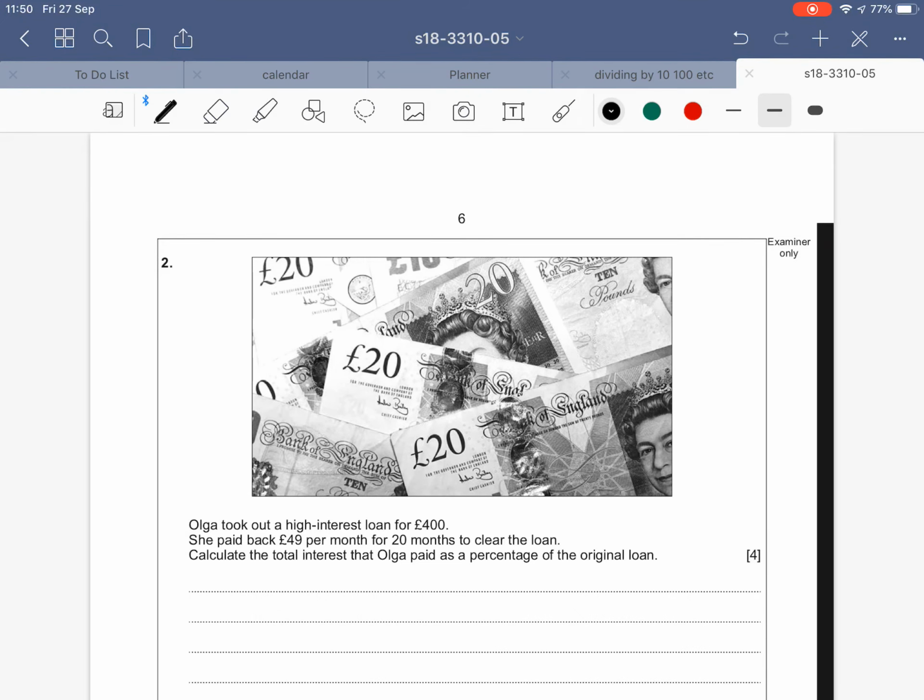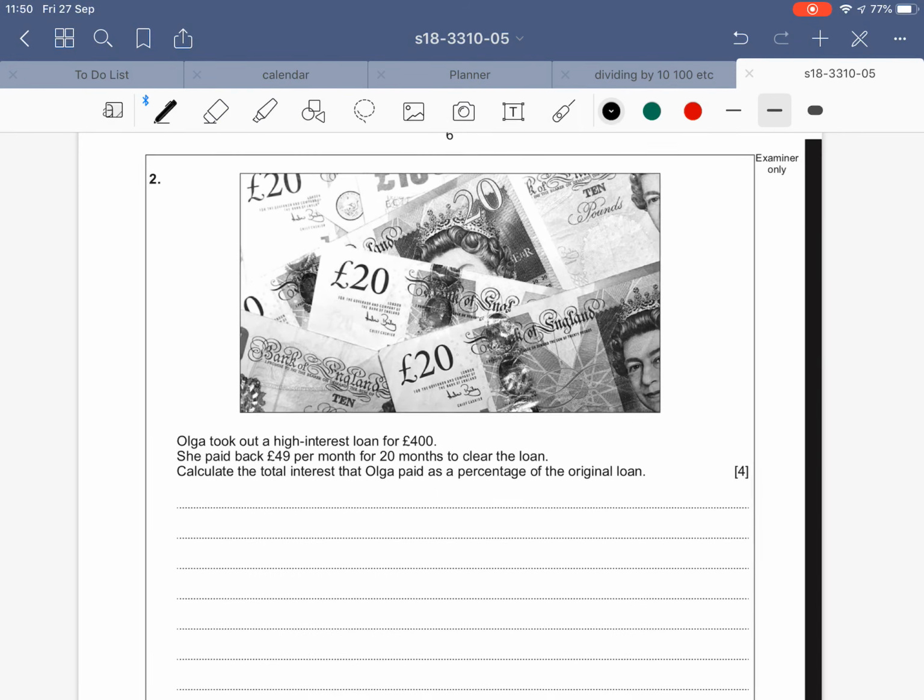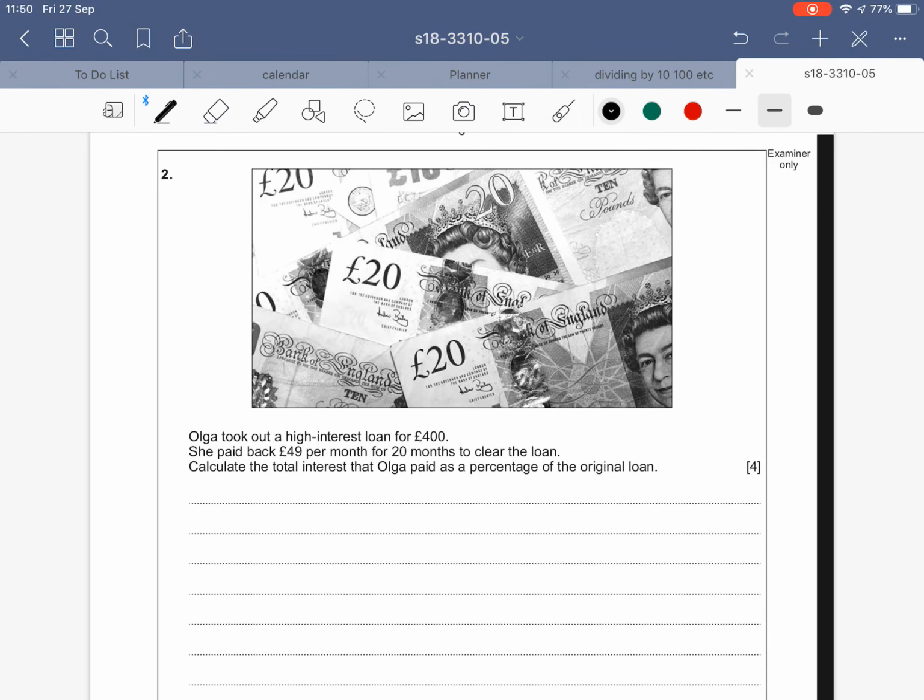Question 2. Olga took out a high interest loan of £400. She paid back £49 per month for 20 months to clear the loan. Calculate the total interest that Olga paid as a percentage of the original loan. So if she pays back £49 for 20 months, she pays back a total of £980. So that's a lot more than 400.